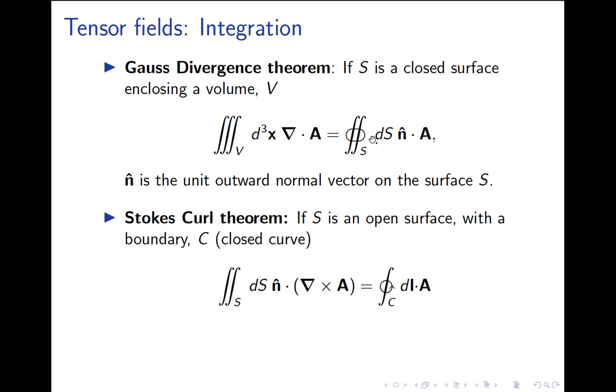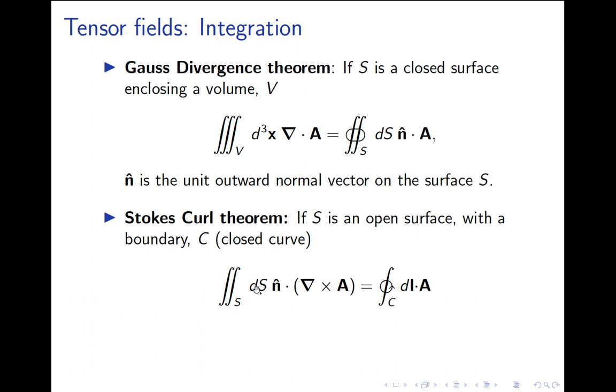So it tells you that the flux of a vector field on a closed surface is equal to the volume integral of the divergence over the volume which is enclosed by this closed surface. And Stokes' theorem tells you that the circulation of a vector field along any arbitrary closed loop is equal to the flux of curl A on the surface which is bounded by the loop.